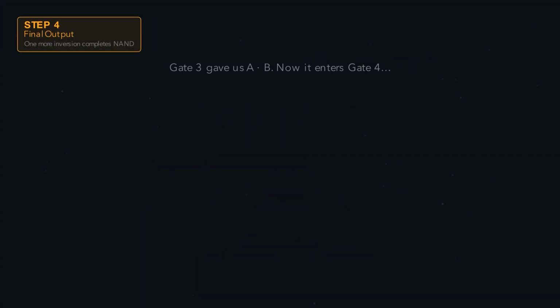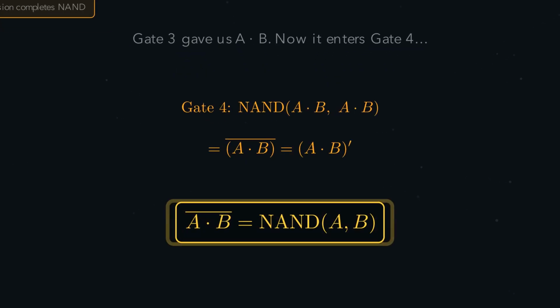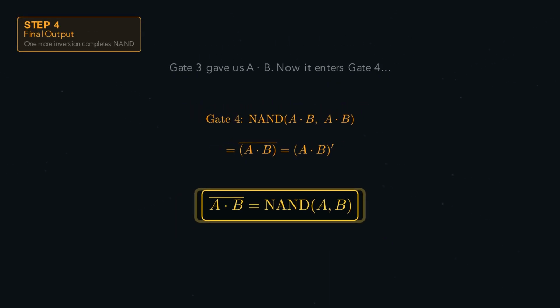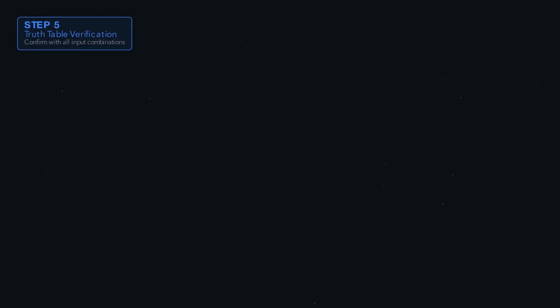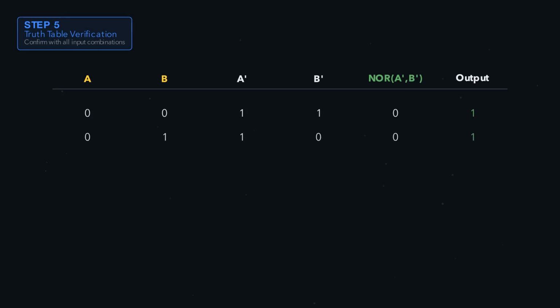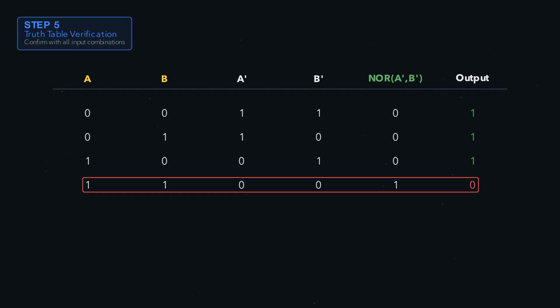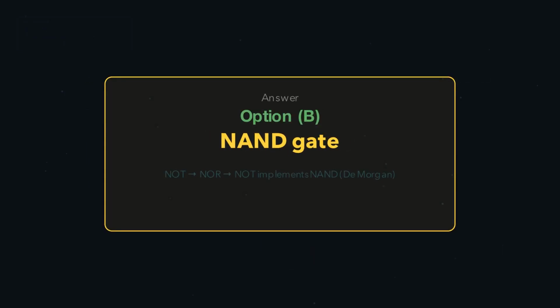But we're not done yet. That AND result passes through one more NAND gate, again used as an inverter. So the final output is not of A and B, which is exactly what a NAND gate does. Let's verify with a truth table. The output is 1 for every input combination except when both A and B are 1, where it gives 0. That's the NAND truth table, confirmed. The answer is option 2, NAND gate.